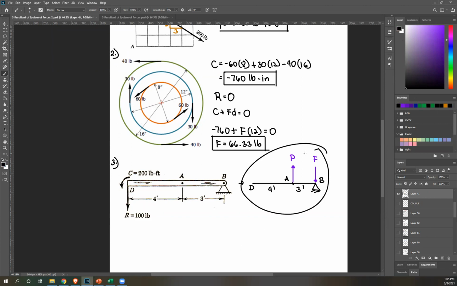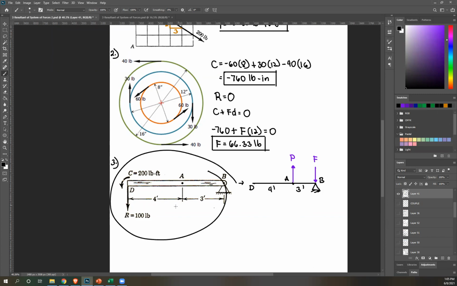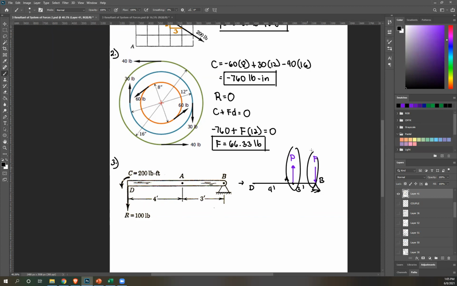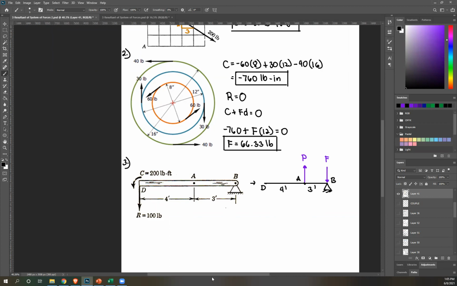So this system of forces creates this couple. That's basically it. And we need to know what P and F are. To do that, one of the first things we're gonna do is, once again, use your equations. Now, if we use summation of forces, I'm gonna have two unknowns, so I can't solve for anything. So we can't use that. Therefore, I should use moment.